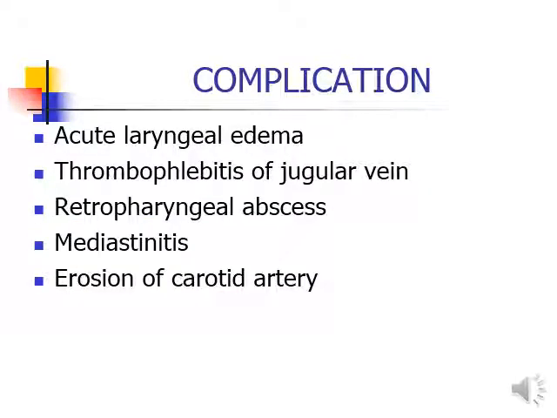Complications of the parapharyngeal abscess may be acute laryngeal edema, thrombophlebitis of the jugular vein, retropharyngeal abscess with the spread of infection from the parapharyngeal space to the retropharyngeal space, mediastinitis, which is a fatal condition, and lastly erosion of the wall of the carotid artery, which might end with the fatal carotid blowout.